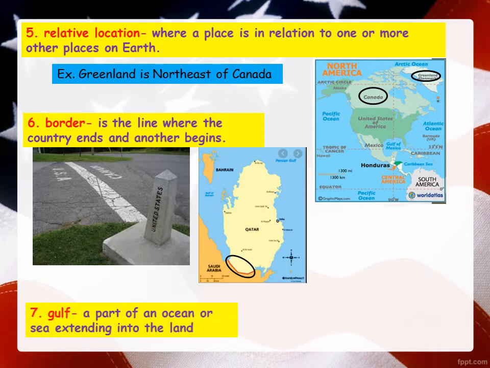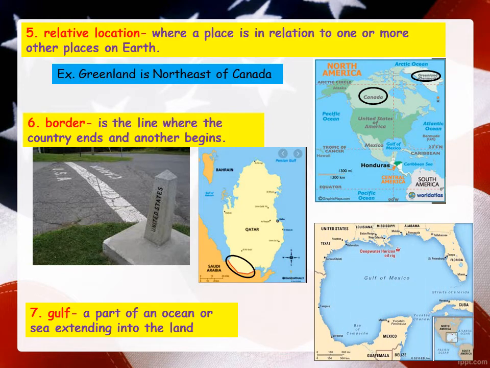All right, let's proceed to number 7. We have gulf. A gulf is a part of the ocean or sea extending into the land. Here is another example on the map. This is the Gulf of Mexico, which is a very well-known body of water.